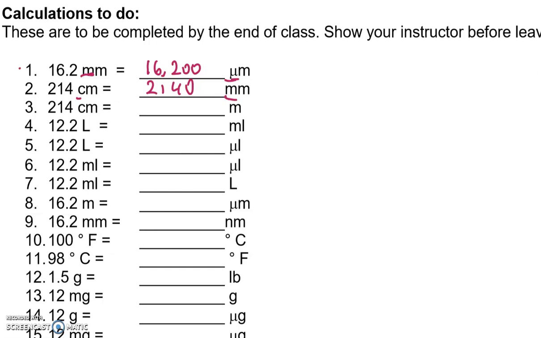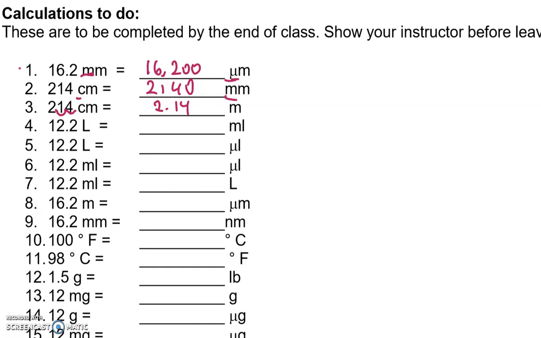unit measure, and we need to figure out how many decimal places. In this case, from centi to the base unit is 2, and now we need to move a decimal place to the left. So we're going from 214, and we're going to move 2 places to the left, so we end up with 2.14 meters.